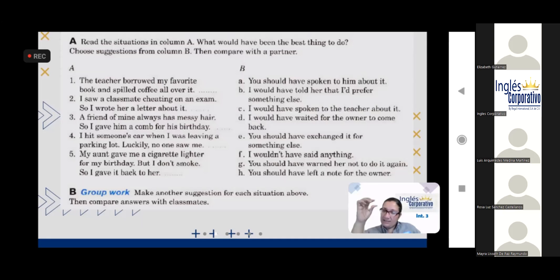Okay, let me see. Number two, maybe it will be: I will have spoken to a teacher about it. What do you think? Number two is letter C. Number three, some friend, letter E. Number four, it's someone's car. Letter D, I will have waited for the owner to come back.